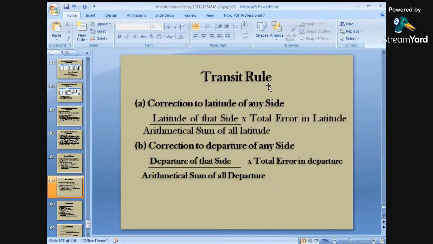Then there is the transit rule. In this, the correction of the latitude of any side is the latitude of the side divided by the arithmetical sum of all the latitudes, and then multiplied by the total error in the latitude. In case of departure, it is the departure of that side divided by the arithmetical sum of all the departures, into the total error in the departure. This is your transit rule formula.